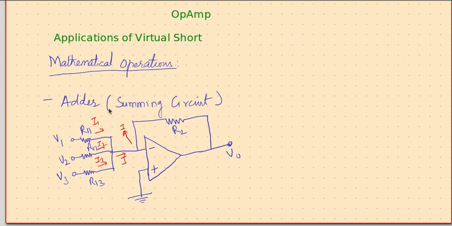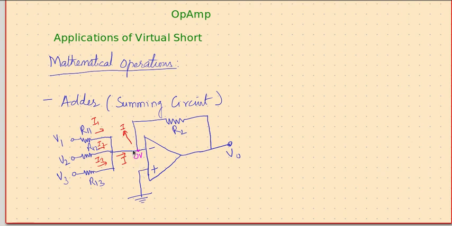So let us see some mathematical operations and how they can be implemented using operational amplifier. Let us begin with the summing circuit, also called adder. This circuit is similar to our inverting amplifier. Only thing is, instead of one input, we have multiple inputs here. For example, in this case, we are using three inputs. The virtual short says, because the non-inverting terminal is applied to a fixed potential of 0 volt, therefore this point voltage will be 0 volt due to the virtual short.